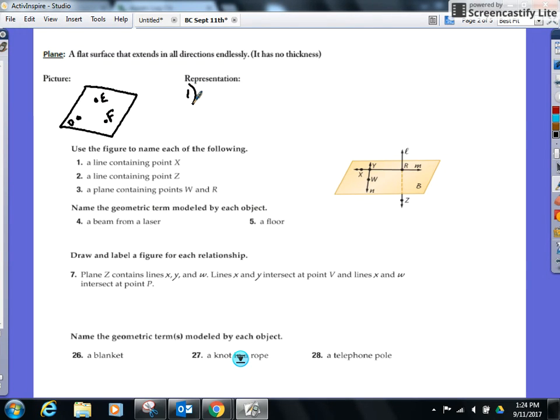First thing, this might be bad news. There is no symbol for plane. You have to actually, well, can't we shorthand? Yeah, you know how to shorthand it? P-L-A-N-E. There you go. There's your shorthand. There is no symbol for plane.